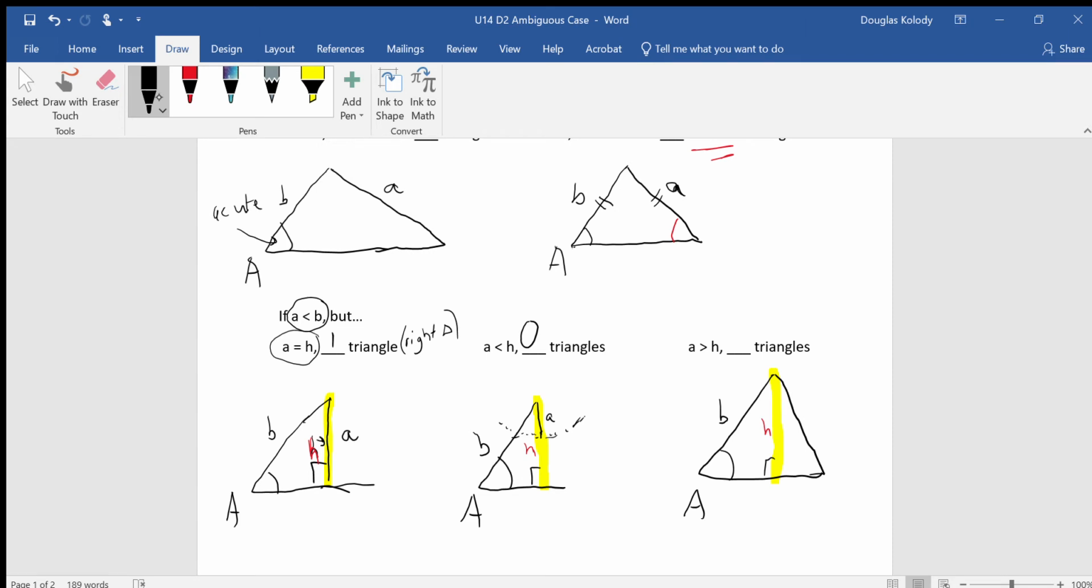All right, here's side A right there, and I'm going to say that that's greater than H. There it is. It's less than B. You could see it's more steep than B. The slope is more steeply negative. But it's bigger than H. So I definitely have one triangle right there. There's one. But watch this.